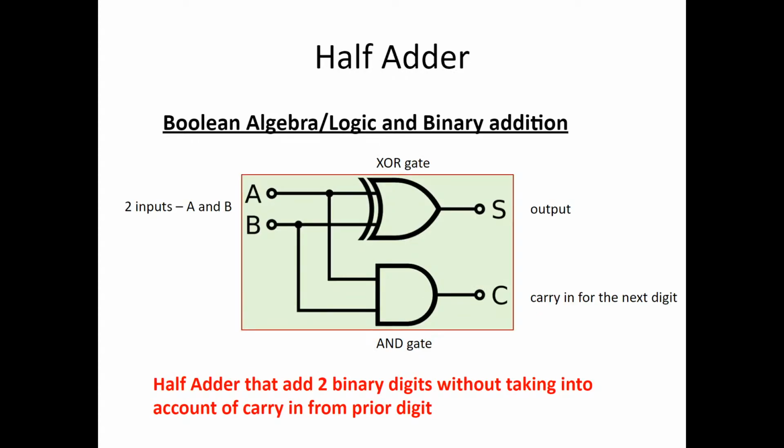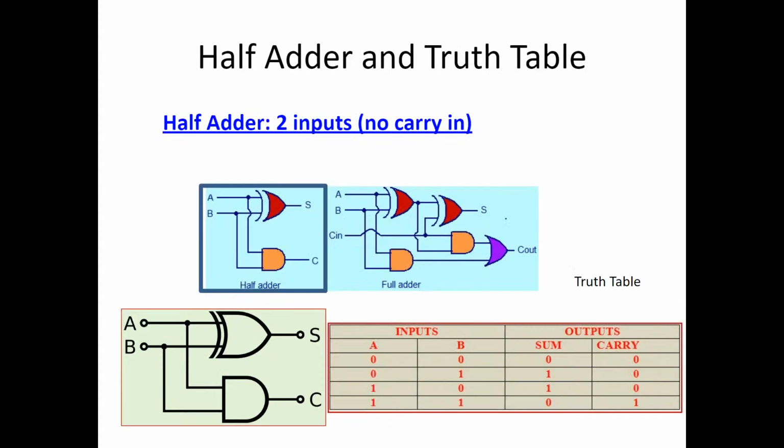Alright. And then we learned about the half adder. The half adder was essentially just used to add 2 digits without taking into account the carry in or the carry out. So that's how we saw the half adder work. And this was a truth table showing how the half adder would actually work if we were to use it. So we see there's the sum and the carry.